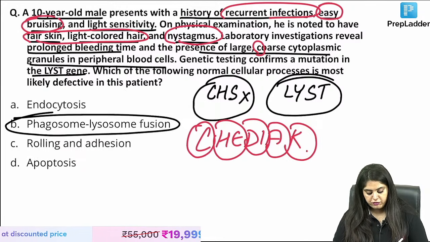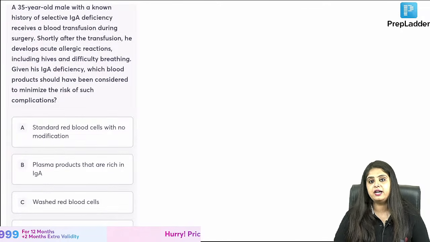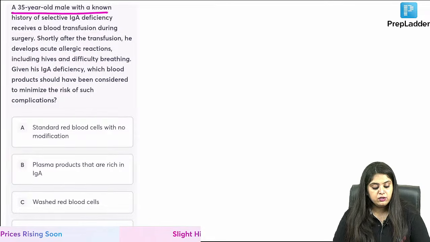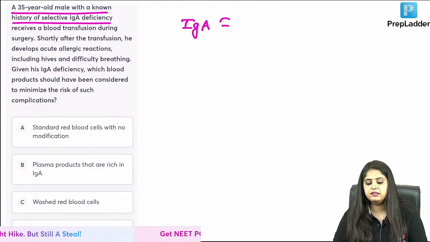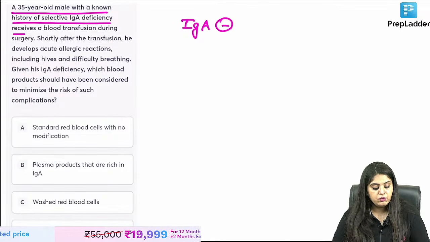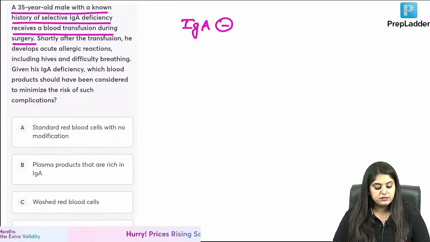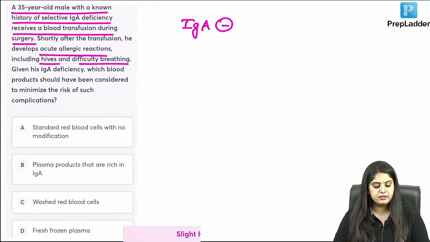Okay. Now I move forward and ask you this. This is only for INI-CET students, okay? There is a 35-year-old male with a known history of selective IgA deficiency. I'm sorry, the font is a little small for this question because it's lengthy. Selective IgA deficiency is going to be there. And he wants to receive a blood transfusion during a surgery.